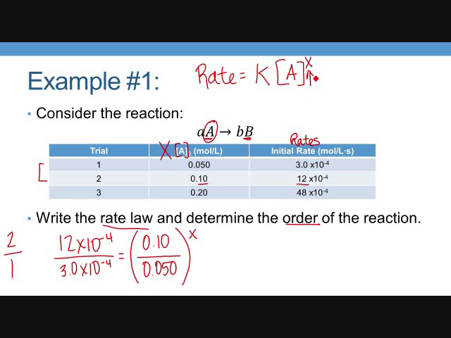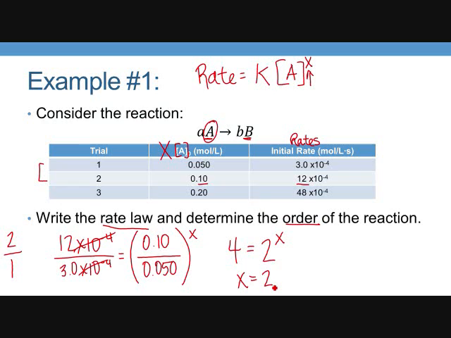Okay, so simplifying this out, the times 10 to the negative 4's go away, so 12 divided by 3 is 4 equals, and 0.10 divided by 0.05 is 2 to the x power. So now you can do your logarithm if you want to, but 2 raised to what power equals 4? That needs to be squared. So that means that x equals 2.